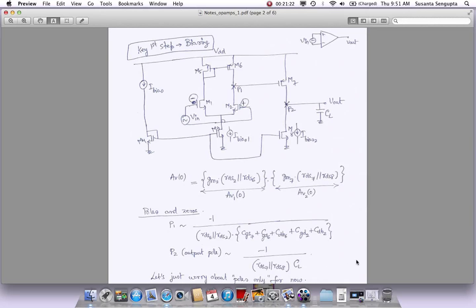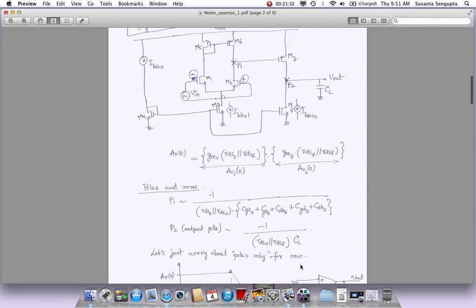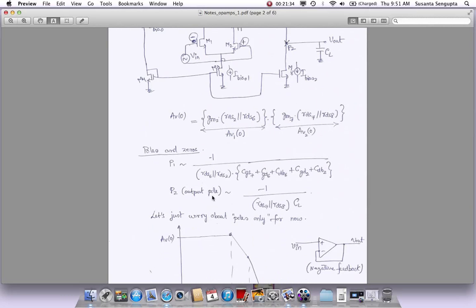Of course, this will come with a lot of other little gate to drain, gate to bulk capacitances and all that, but just to keep it simple, with the assumption that CL is bigger, and most of the time you drive a big load, CL dominates. So we're going to get this as the second pole, also called the output pole. Let us not worry about any zeros for now. Let us just worry about poles only for now.